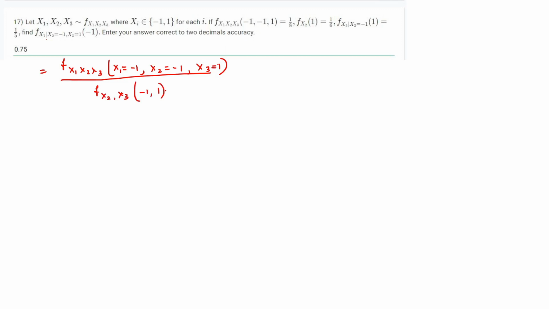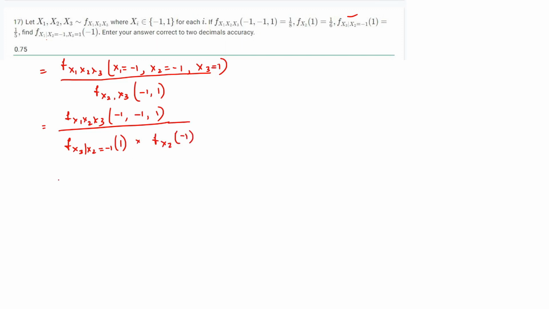So this denominator can be written as, I'll just copy down the numerator, -1, 1 divided by, I'll just write the conditional probability for this. Since this particular value is given, I'll write f x3 given x2 equal to -1 of 1 into the condition, that is f x2 of -1.